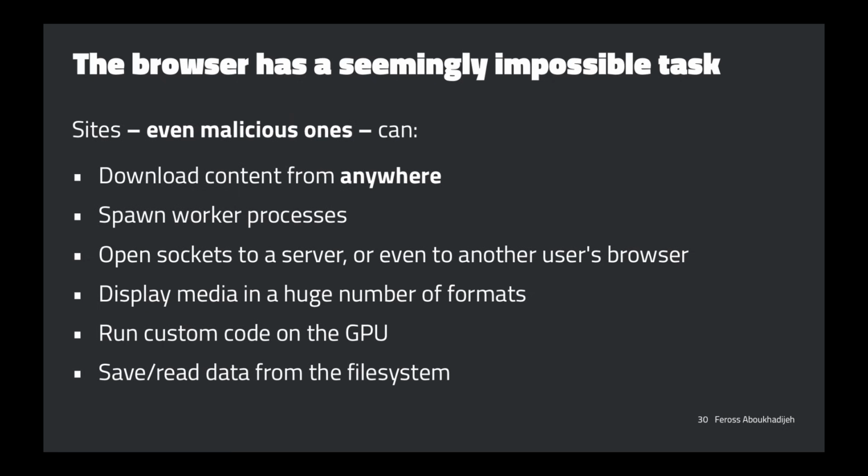So I already kind of mentioned this. The browser has an impossible task, it seems. It has to allow literally known malicious actors to download code onto your computer, spawn processes, open sockets to any server that it wants to open them to, connect to even potentially other users' browsers, display media in any format, run code on your GPU, and then save and read data from your file system. And it has to do this securely. So it's very ambitious.